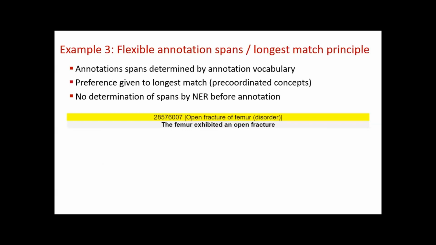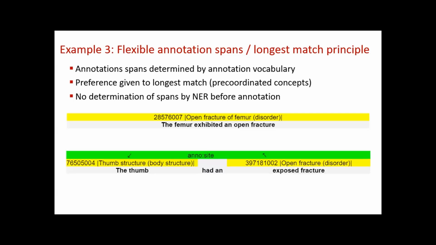Yeah. Then we have these flexible annotation spans, and we follow the longest match principle. And the spans, the size of the span is determined by the annotation vocabulary, and preference is given to longest match. That means in most cases, or in many cases, pre-coordinated concepts. For instance, here the femur exhibited an open fracture. And fortunately, there is something like open fracture of femur in SNOMED CT. If we have something like the thumb had an exposed fracture, unfortunately, we don't find it. So we do the best we can.